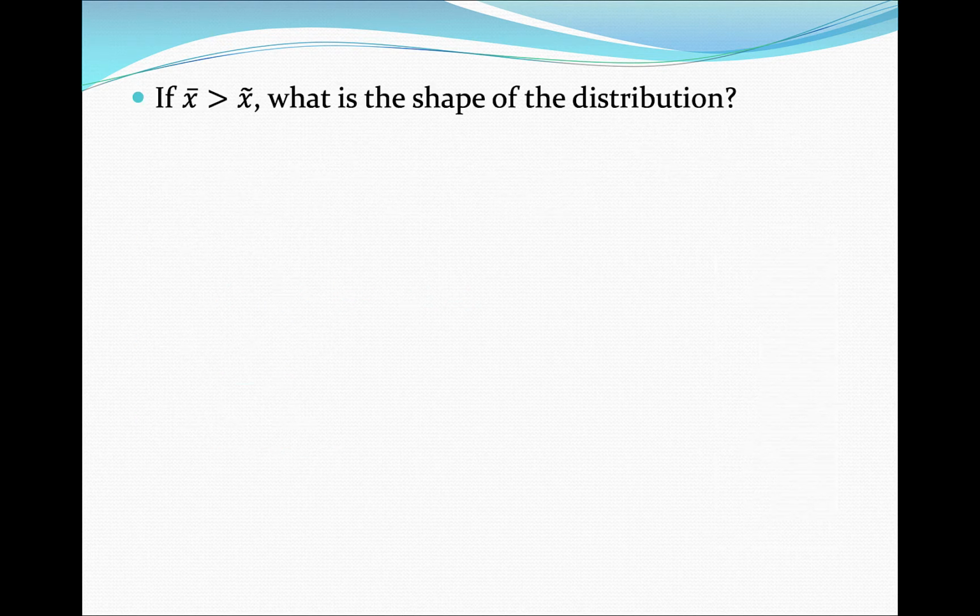There's one other thing that we can do with the mean and median, and I already mentioned this, but the mean and median are affected differently depending on the shape of the distribution. You can actually tell whether or not there's any skewness in a distribution by comparing the mean and median. So in this question, I say if x bar, so that's the mean, is greater than x tilde, that's the median, what's the shape of the distribution? If x bar is greater than x tilde, then that actually means that your distribution will be right skewed.